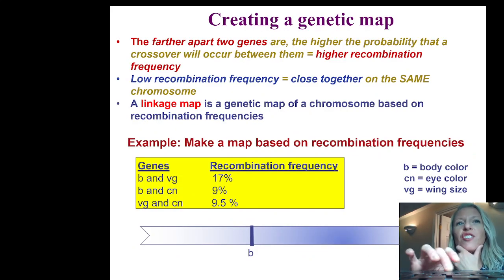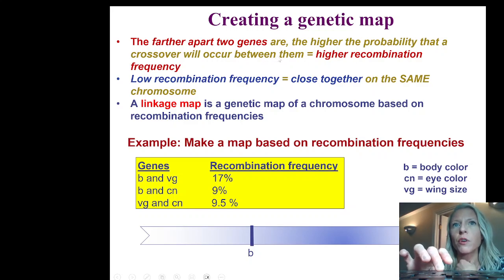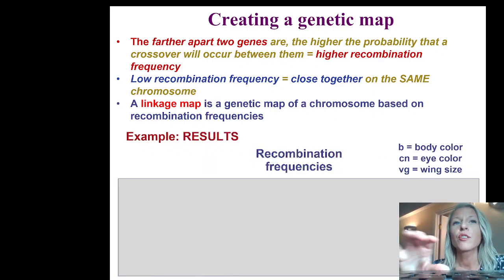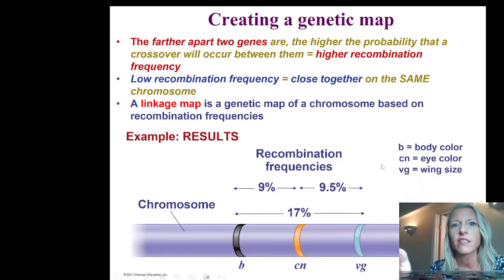Okay, so when we create a genetic map, the farther apart 2 genes are, the higher the probability that crossover will occur, and that results in a higher recombination frequency. A linkage map is a genetic map of the chromosome based on recombination frequencies. If we're looking at the genetics of the fruit fly, B is body color, CN is eye color, and VG is wing size. If we look here at CN, it has 17% chance to cross over with either gene on either side of it, right?